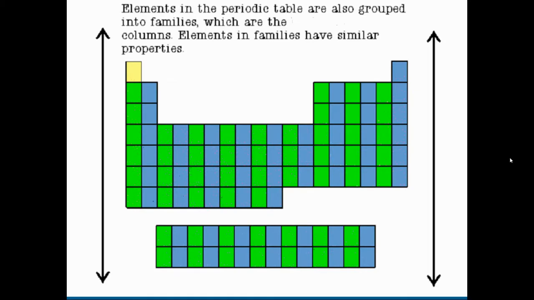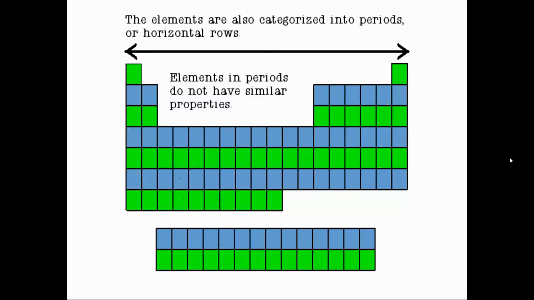All right, so elements in the periodic table are also grouped into families, which are the columns. Columns go from top to bottom. Elements in the families have similar properties. Elements are also categorized into periods, or horizontal rows. Periods go left to right or right to left, however you want to look at it, side to side. Elements in periods do not have similar properties.